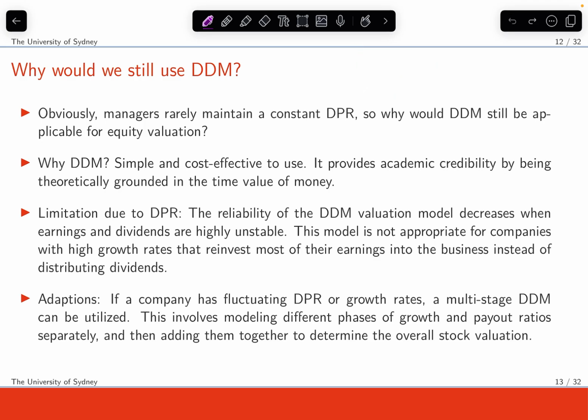Once again, it is because it is a simple and cost-effective method to analyze a certain equity, and it provides an academically credible method for valuing equities. We are still thinking of discounting cash flows back to the present day, but rather than individually estimating cash flows out to the future, we could use a simple calculation of dividend at time 1 over cost of equity minus g. So this is a very, very simple back-of-the-napkin calculation that could be used to quickly estimate the value of an equity.